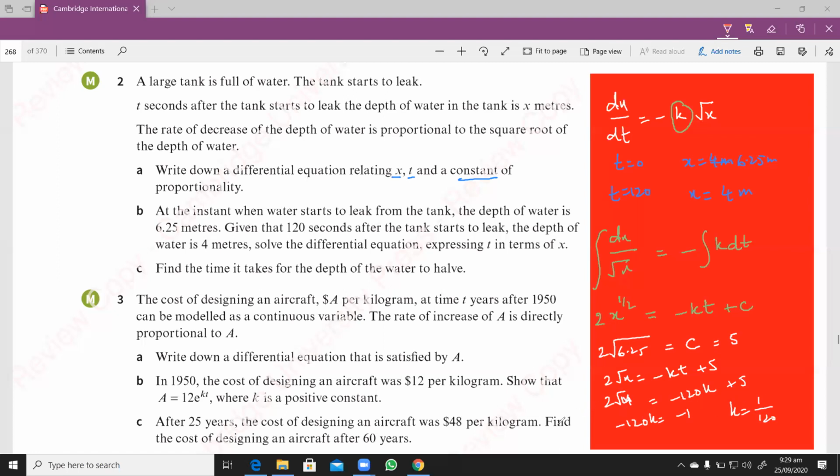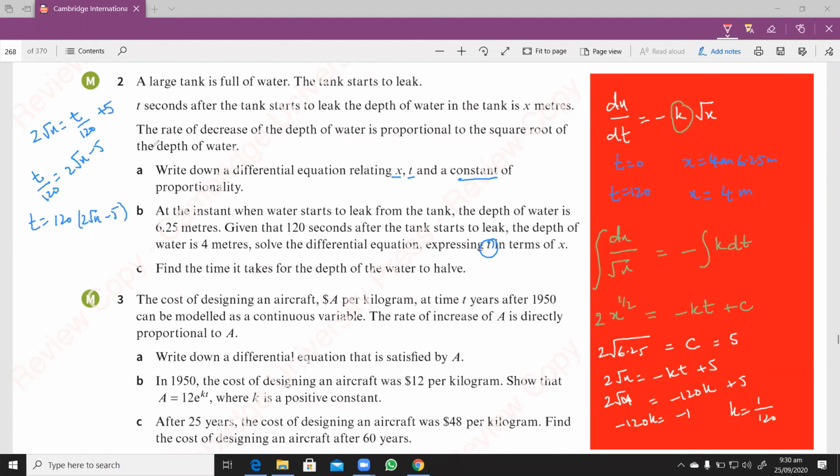Okay. So finally, your equation is going to be, let me write it here, 2 under root x equals t over 120 plus 5. Now he wants us to write t in terms of x. So t over 120 is equal to 2 under root x minus 5, and finally t is going to be 120 into 2 under root x minus 5.